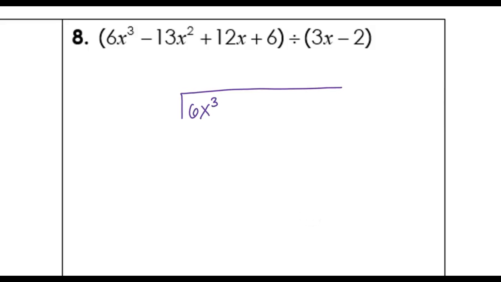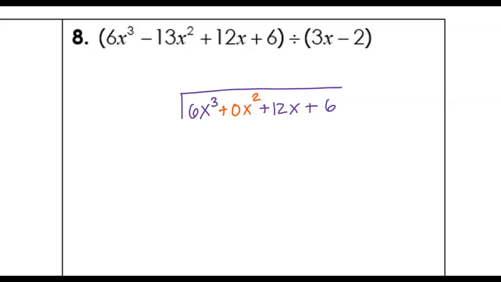6x cubed. Now it's good to recognize here that if it had skipped over a term, so say it had gone from x cubed, and pretend this isn't there, we're going to use it in our problem, but pretend it's not there, and it goes right down to 12x, skipping over the x squared term, you're going to want to put a placeholder here in your problem. So don't write what I'm writing in orange, but you would want to put 0x squared here as a placeholder. If your problem skipped over a term, you need a placeholder.